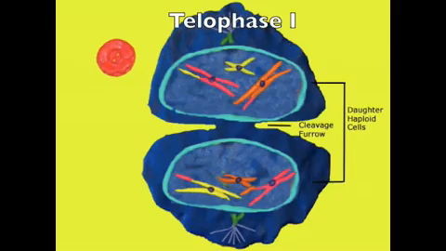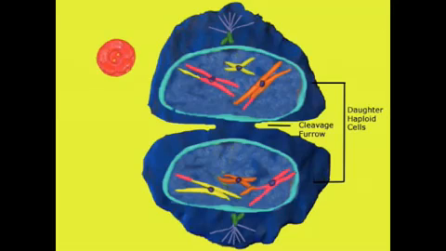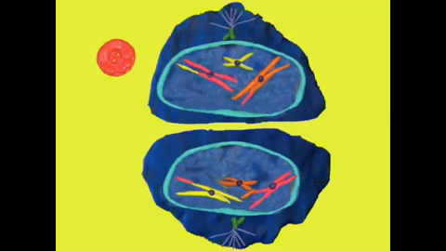During telophase, the spindle fibers begin to break down and the chromosomes uncoil. A cleavage furrow forms in the middle of the cell and cytokinesis then occurs. This yields two new daughter cells with half the number of chromosomes as the parent cell. This means that two haploid cells are now formed.